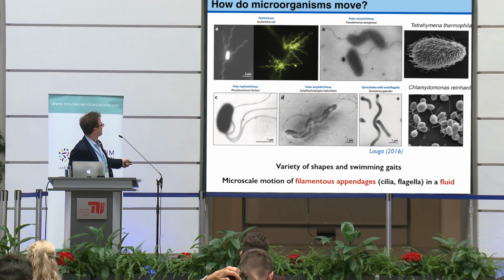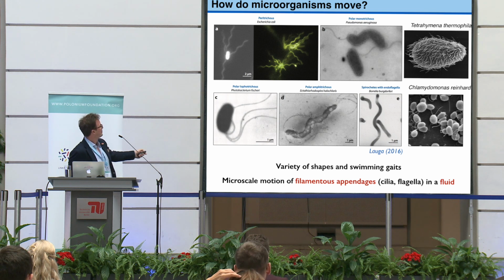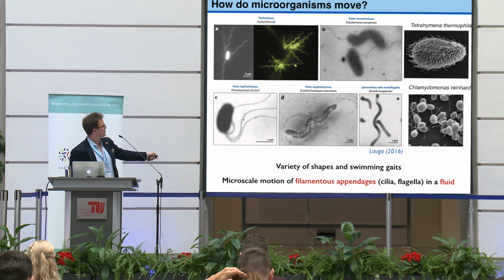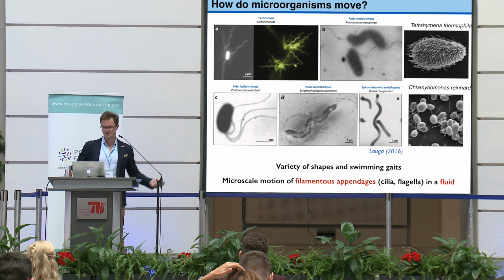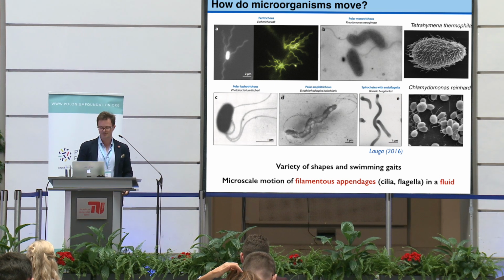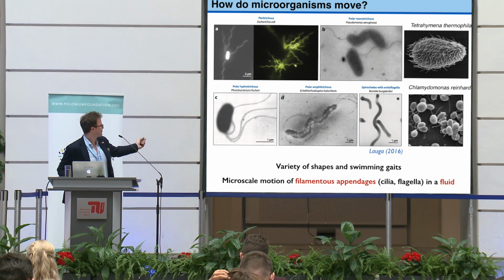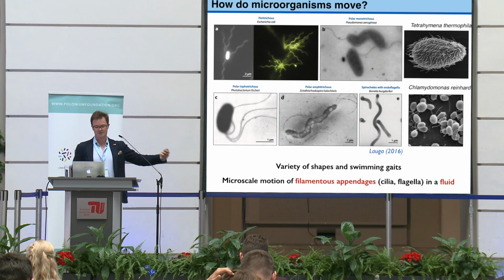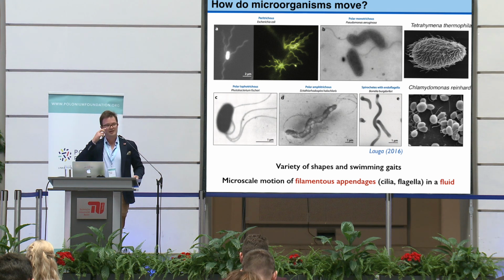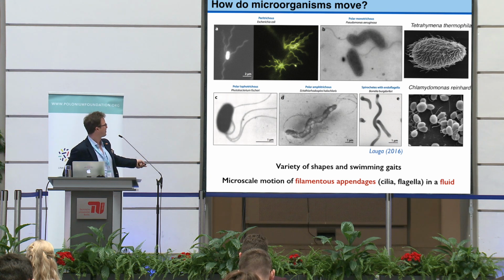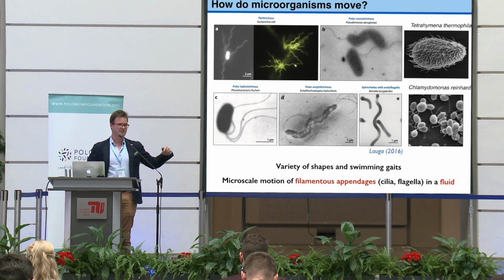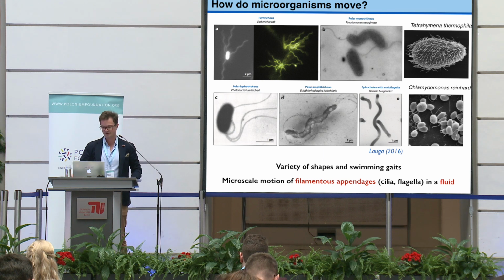These are bacteria that tend to have long appendages called flagella, whereas these guys, ciliates, have somewhat shorter hairs, and they move these hairs in order to propel. There is a huge variation in the modes of their swimming. But the common denominator is that they all have these filamentous appendages, cilia or flagella, and they move them in a fluid. And we want to explore that in more depth.